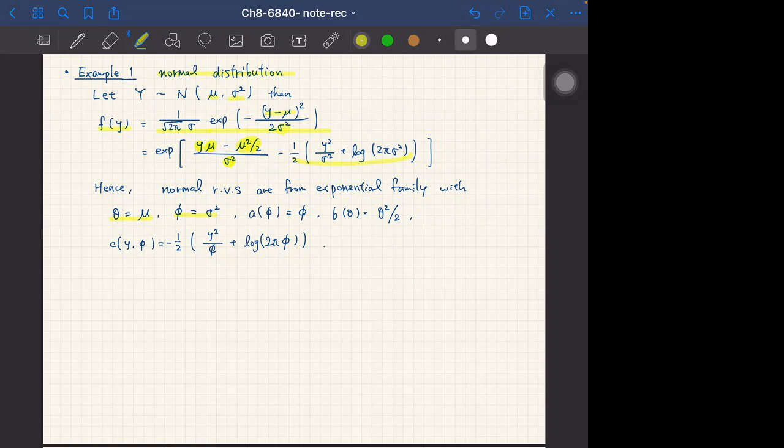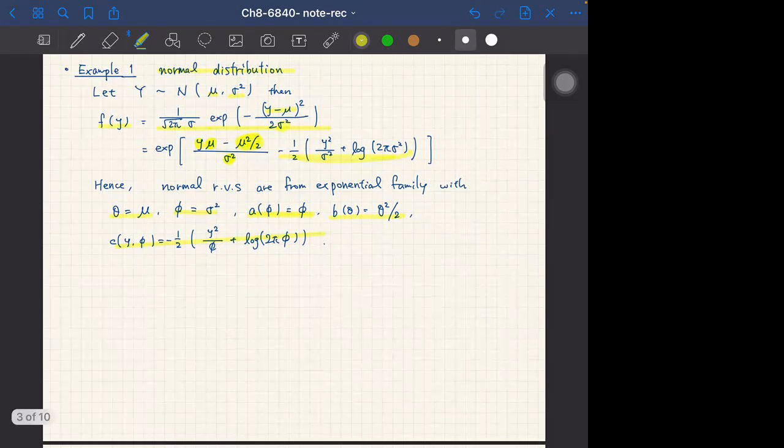Here we define phi equal to sigma square, so a of phi is equal to phi. And b of theta is theta square over 2, since mu is equal to theta. The remaining term is c of y and phi, the negative 1/2 times this quantity. Now you can see that theta is regarded as the location parameter and phi is regarded as the dispersion parameter. And yes, so this is the exponential family.